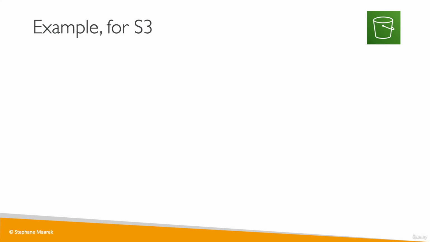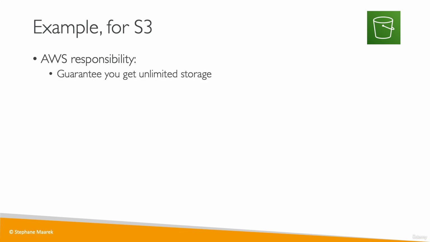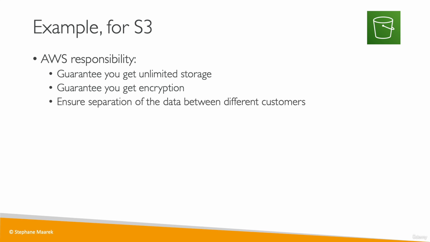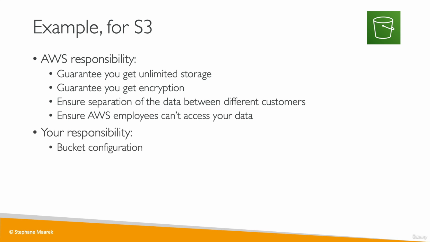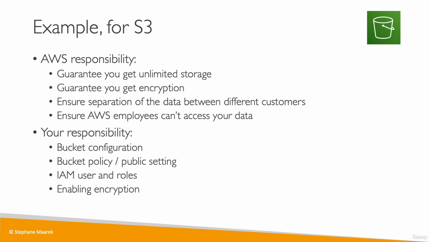Next, for Amazon S3, the responsibility of AWS is to guarantee you get unlimited storage, to guarantee you get encryption when you enable it, and to ensure the separation of data between all the different customers of AWS. As well, they need to make sure that all the employees of AWS cannot access your data. Your responsibility is to configure your bucket the way you want, to make sure the bucket policy adheres to your standards, and also to use IAM users and roles accordingly. And finally, if you want to encrypt the data, it is your responsibility to enable it and to use the encryption scheme that works for you. So hopefully that makes sense.